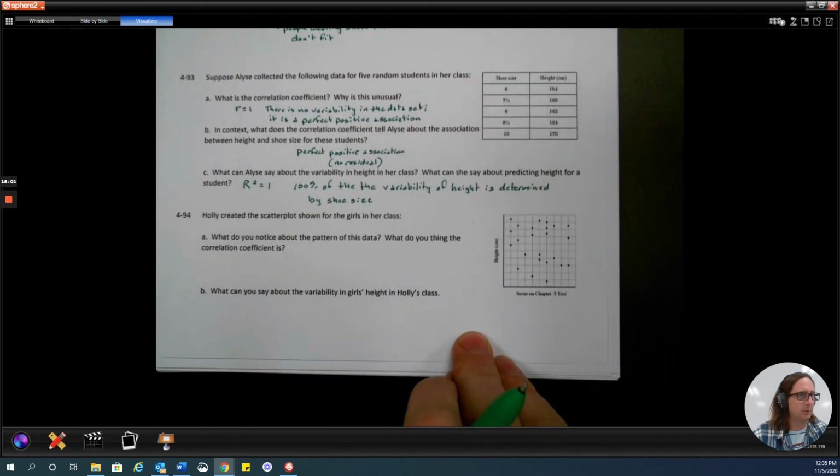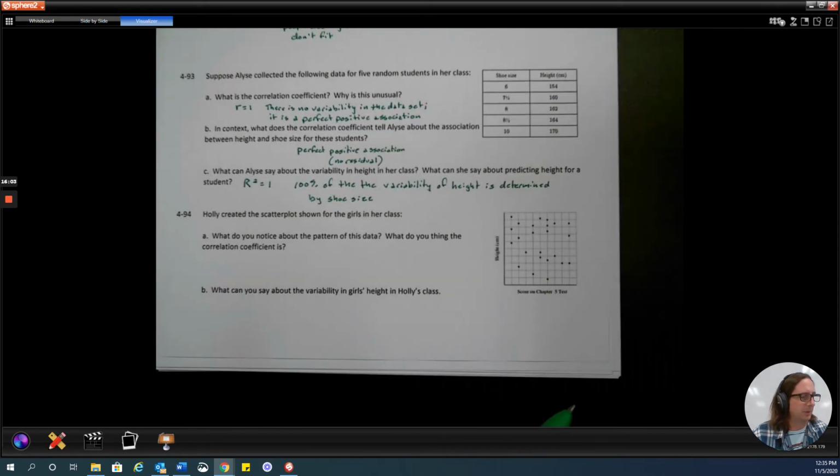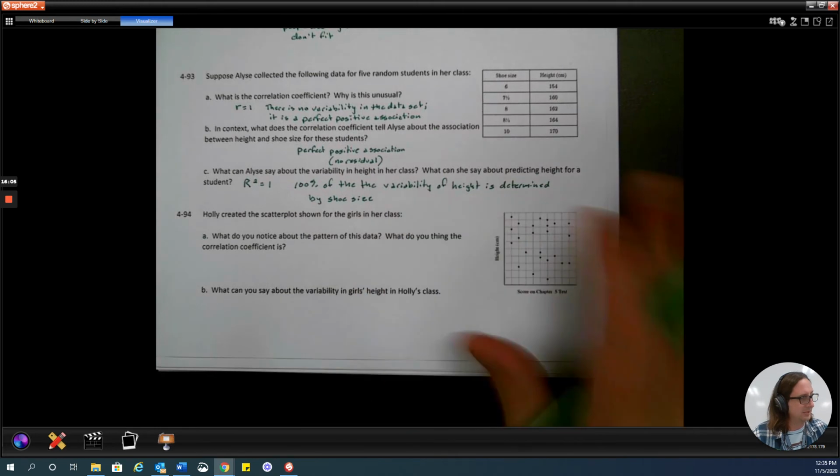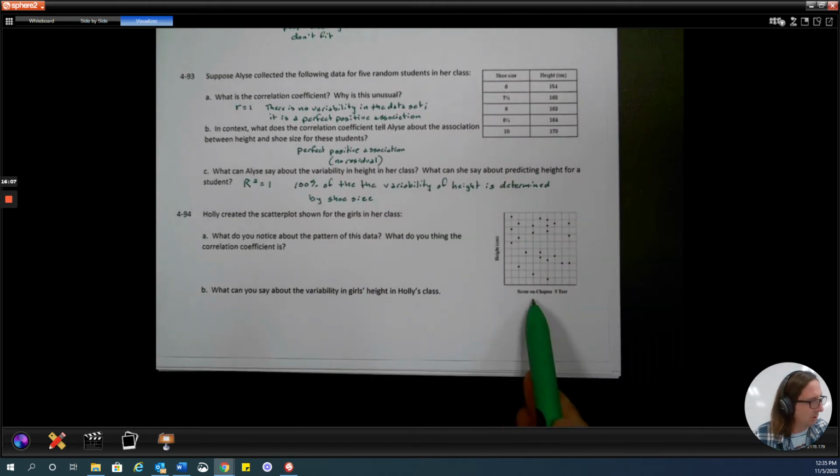All right, 4-94. Holly created a scatter plot for her class. Here it is. Now she's comparing the score on the Chapter 5 test with people's heights. And this is her scatter plot. Oof, that doesn't look real good. So what do we notice about the pattern of this data?